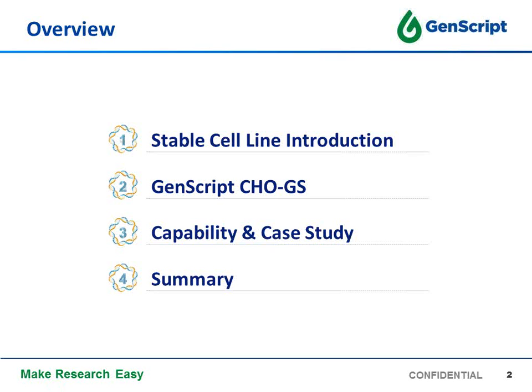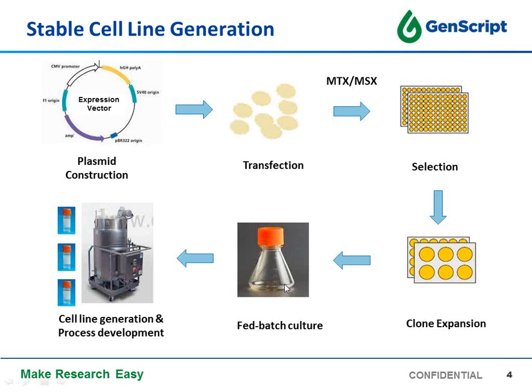So firstly, let's have a look at how a stable cell line is generated. The basic workflow for stable cell line generation includes expression vector construction, transfection into the host cells, selecting the positively expressing clone under the selection pressure, and positive clone expression, fed-batch culture, and then going to the cell line generation and process development.